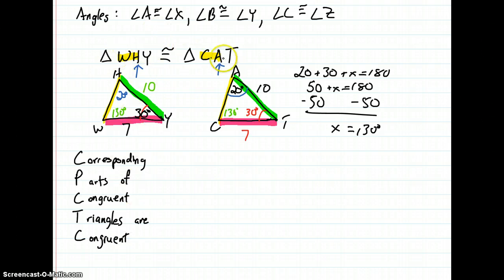So since we said these triangles are congruent, that means all the parts have to be congruent. So the yellow has to be equal to the yellow, the green has to be equal to the green, and so on. So hope this helps.